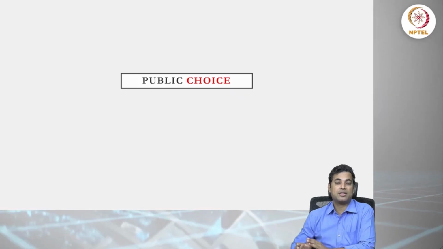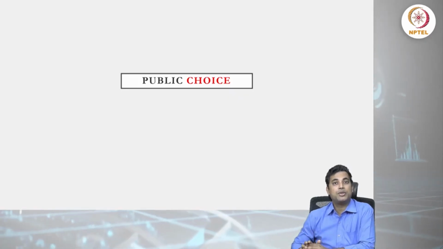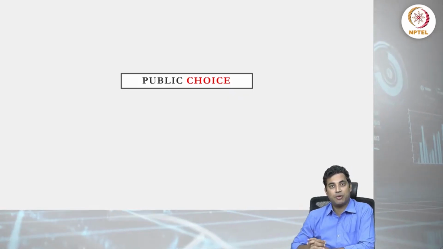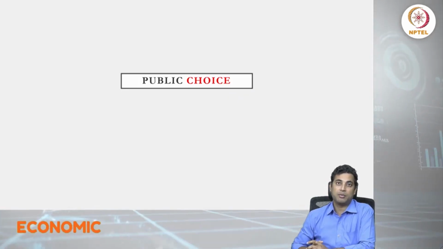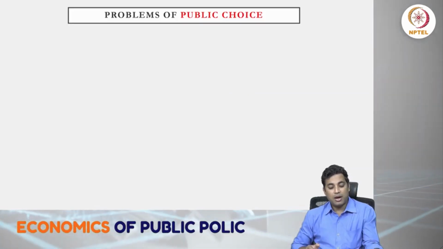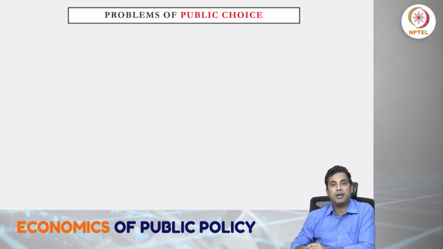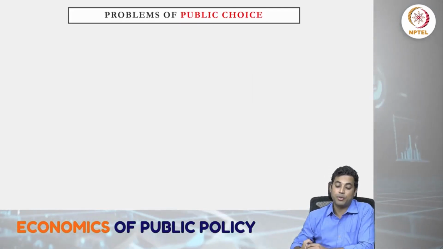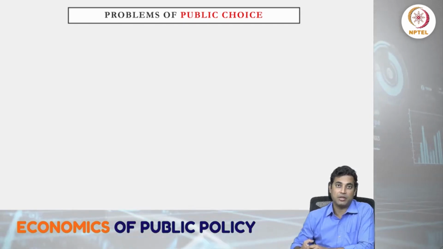And in taxation, we discussed two different types. One is uniform, the other is proportional taxation. So today let us begin by highlighting a few problems that are associated with public choice.